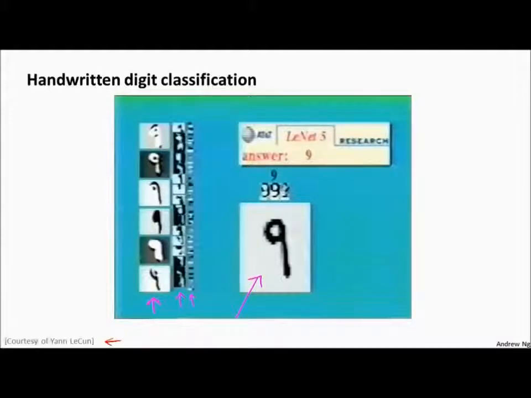But then finally, all of these learned features get fed to the output layer, and shown over here is the final predicted value for what handwritten digit the neural network thinks is being shown. So let's take a look at the video.